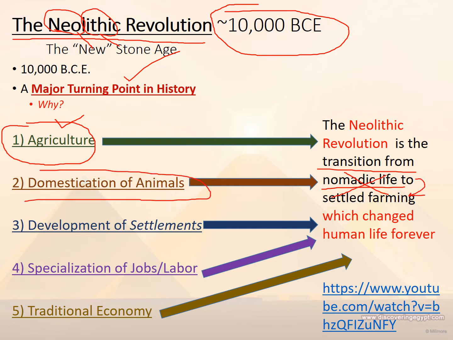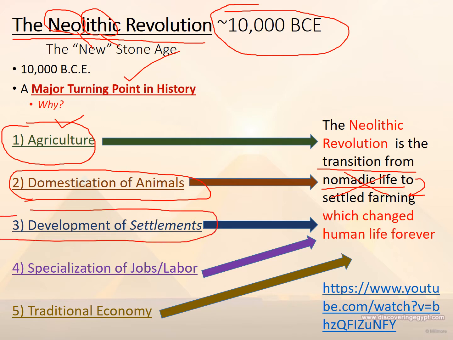Two, the domestication of animals. We learn how to bend certain animals to our will to make them useful to humans and breed them to make them either tastier or fatter so they have more flesh on them, or as guard animals in the case of cats and dogs. We bend animals to our will.